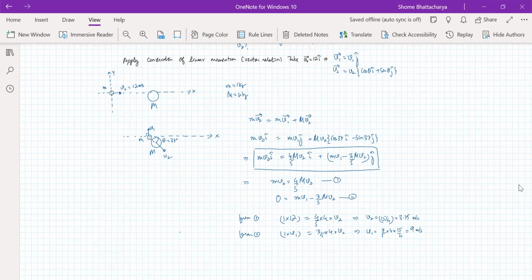Any doubt? I didn't understand how we got the first and the second equation. Okay, so we are conserving momentum now. You've understood how we got the boxed equation, no? Yes, sir, I got it. So just compare the i cap and j cap on both the sides. What is the x component, the i cap component, on the left hand side? It is MV0. On the right hand side, it is 4 by 5 capital MV2. So they should be identical. Okay, sir, got it. And for the y component, the left hand side is 0, so the right hand side should be too. Got it.